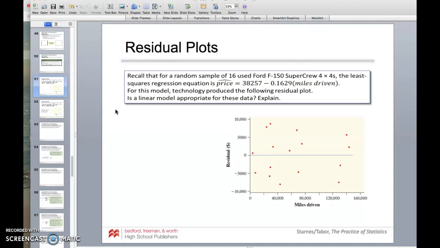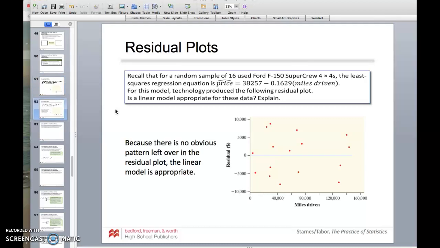Going back to our earlier example, where we had the predictor for the price based on the miles driven, here's the residual plot. Would we say that a linear model is appropriate? Well, yes, there's no obvious pattern, and relatively speaking, the residuals seem pretty small. So I would definitely say it's appropriate.